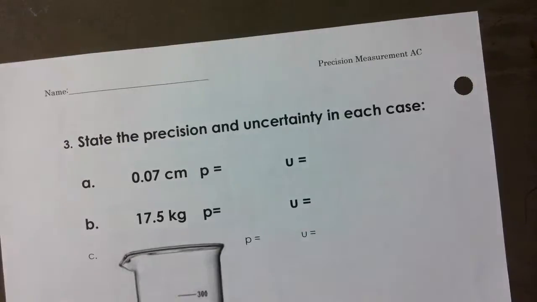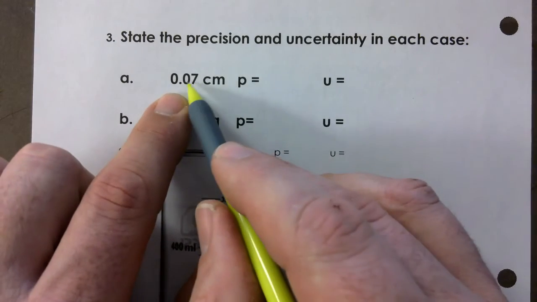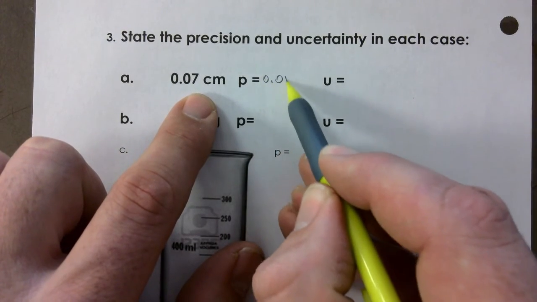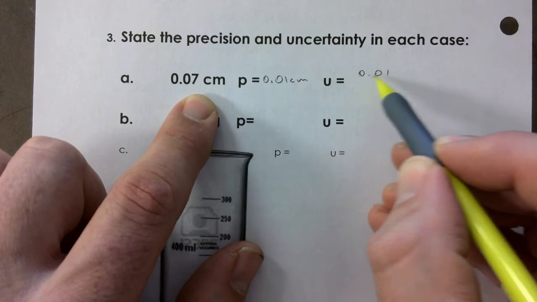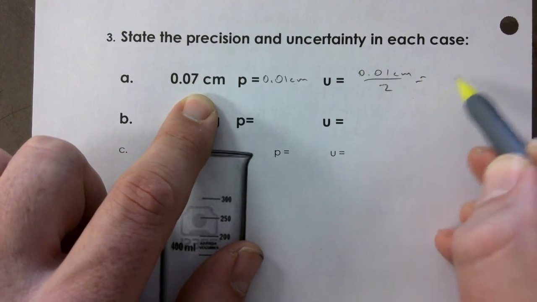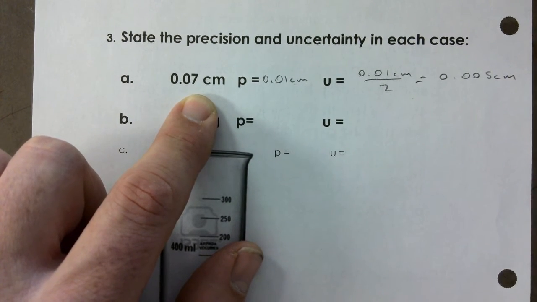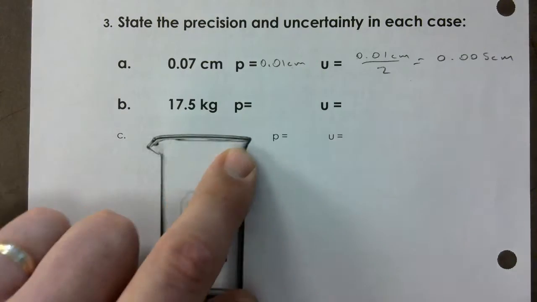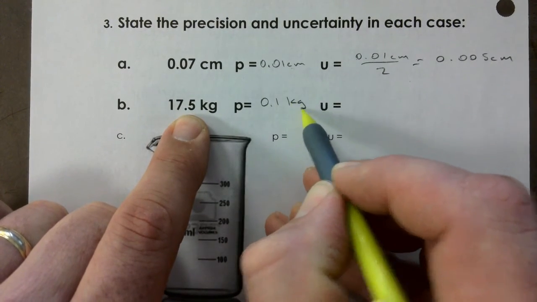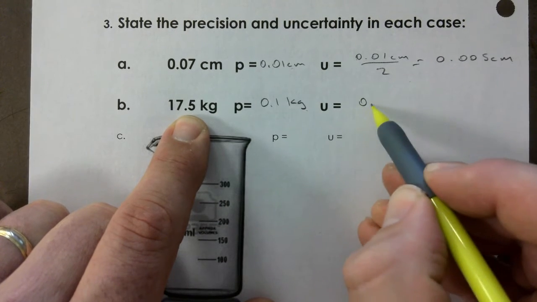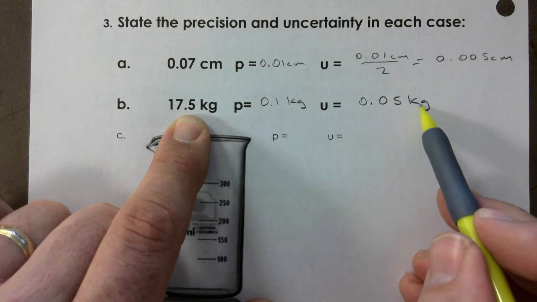Next page. State the precision and uncertainty in each case. This would be 0.01 of a centimeter. If you take that and divide it by 2, you get 0.005 of a centimeter. You split the precision in half. Precision here is 0.1 kilogram. Always have units. You split that in half, you get 0.05 kilograms. That's your uncertainty.